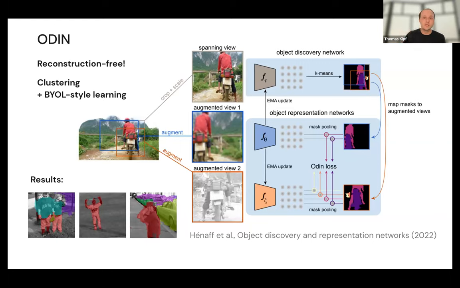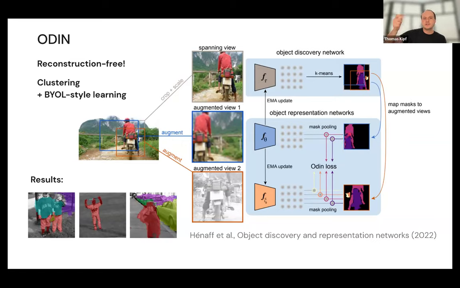One example here is ODIN, or object discovery and representation networks. Effectively, they learn an object discovery network that takes a common backbone applied to an image, and then applies really discrete, hard k-means clustering on these tokens to get clusters out of them. Then they perform a contrastive loss that they call the ODIN loss, which is very similar to BYOL in terms of the objective and the training mechanism. And they learn per object representations in this step.